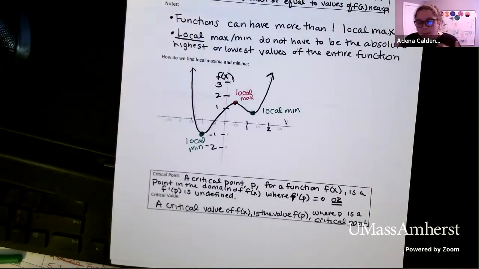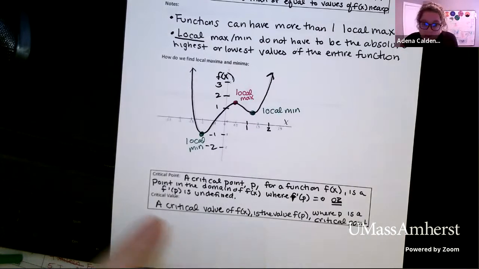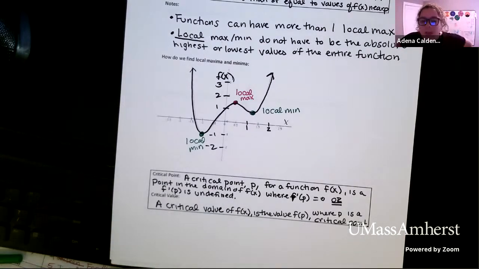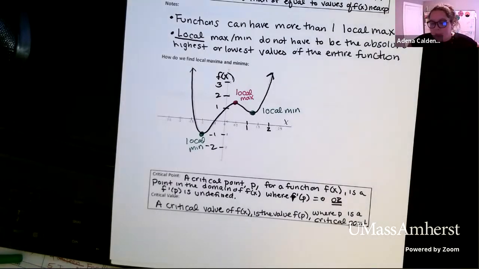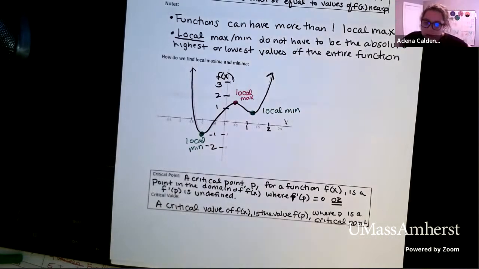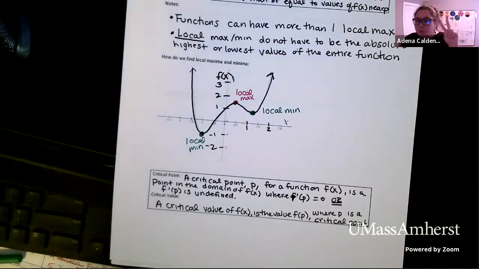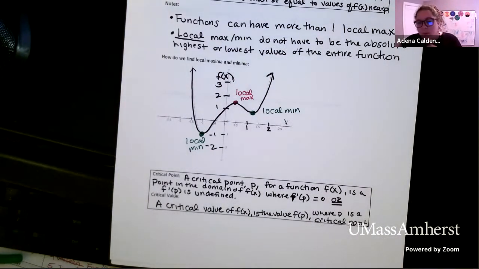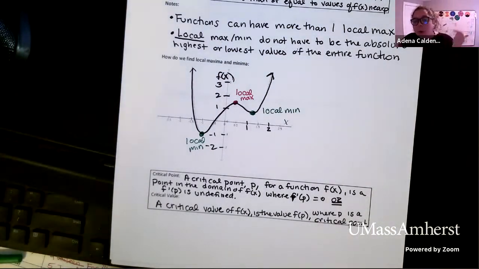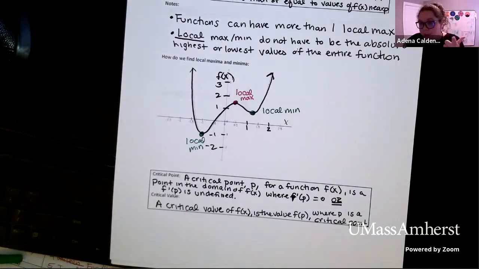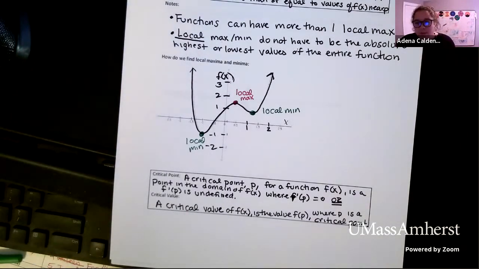So we're going to start by talking about what's called a critical point. A critical point p, which is just some value that we've solved for, for a function f of x, is a point in the domain of f of x where f prime of p equals 0, so where the first derivative equals 0, or where the first derivative is undefined. So there's two places that we can have critical points: where the first derivative is 0 or where the first derivative is undefined.